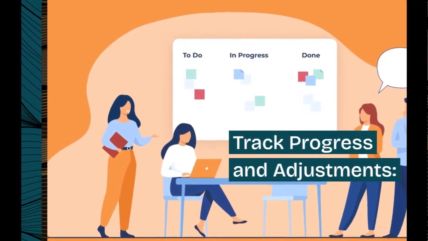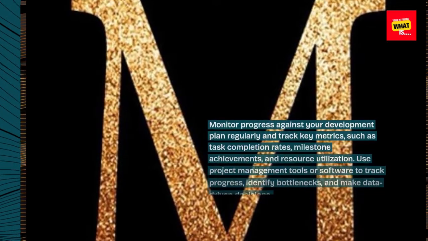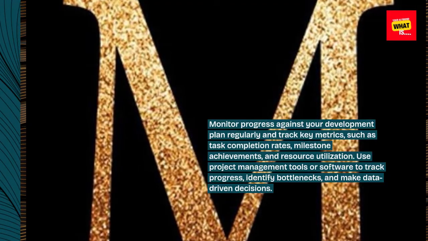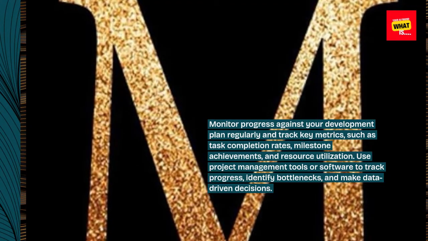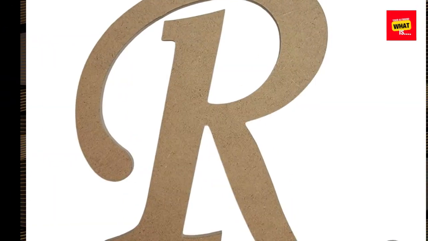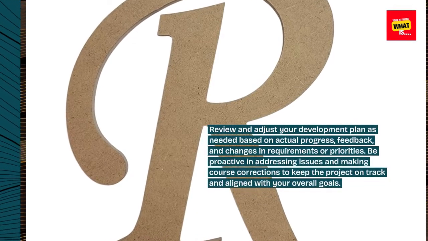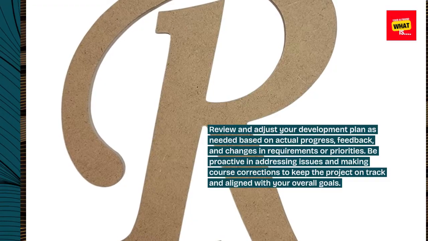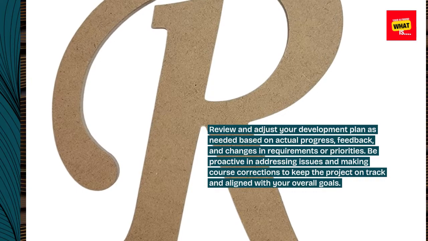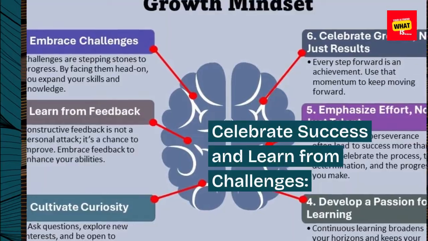Track progress and adjustments. Monitor progress against your development plan regularly and track key metrics, such as task completion rates, milestone achievements, and resource utilization. Use project management tools or software to track progress, identify bottlenecks, and make data-driven decisions. Review and adjust your development plan as needed based on actual progress, feedback, and changes in requirements or priorities. Be proactive in addressing issues and making course corrections to keep the project on track and aligned with your overall goals. Celebrate success and learn from challenges.